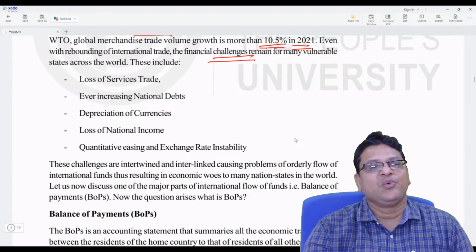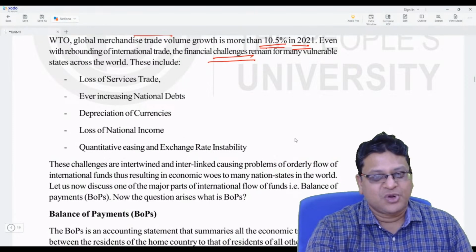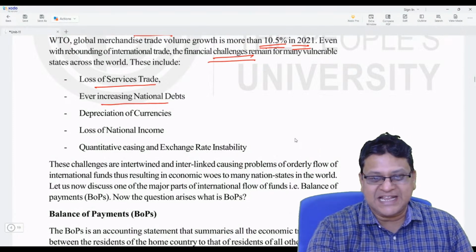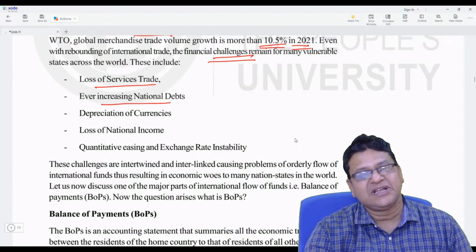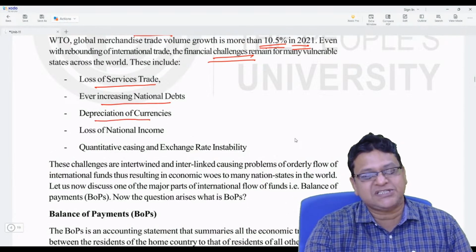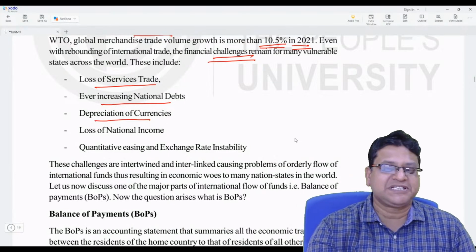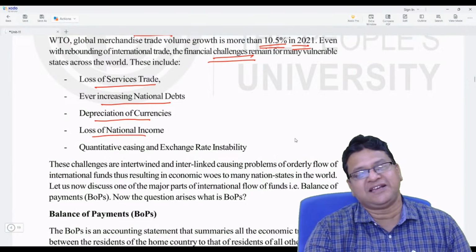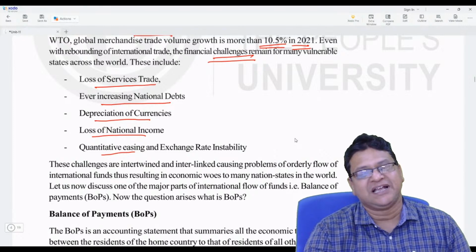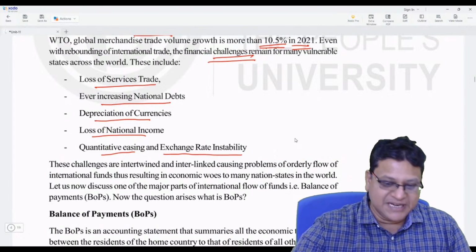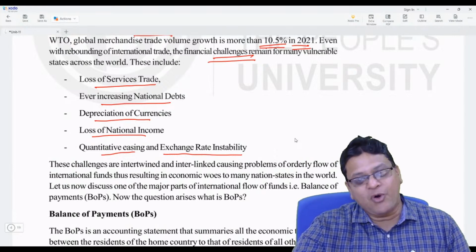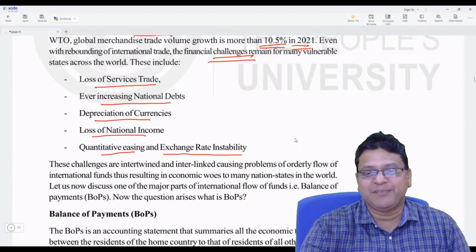What are the challenges? We have to face the challenge of loss of services trade. We have to face the challenge of increasing national debt, which may result in a sovereign debt crisis. We are facing challenges of depreciation of major currencies. We are facing challenges of loss of national income due to COVID-19. We are facing challenges of quantitative easing or foreign exchange rate instabilities. All these things may cause a BOP crisis in many countries.